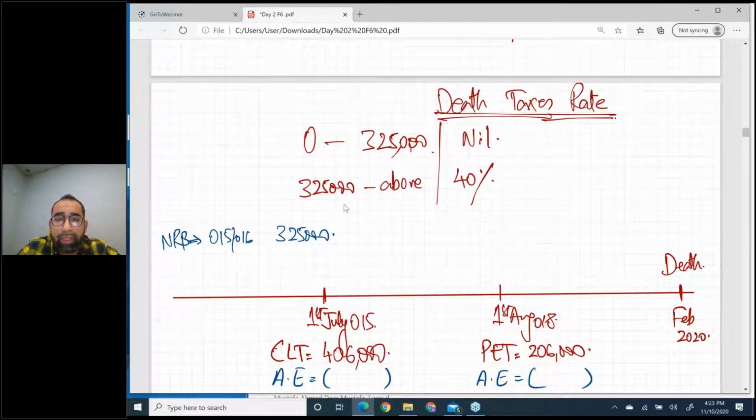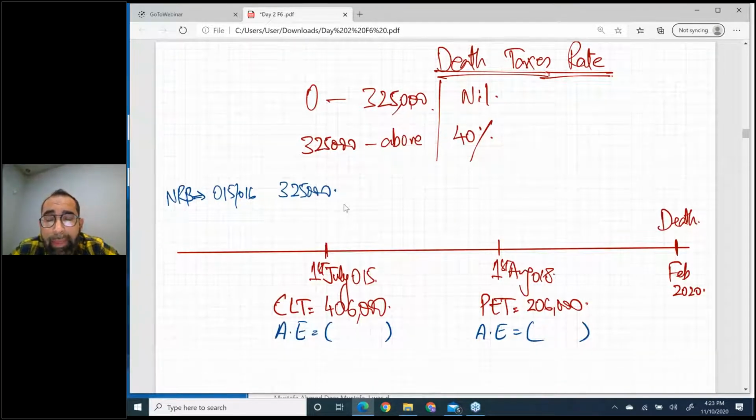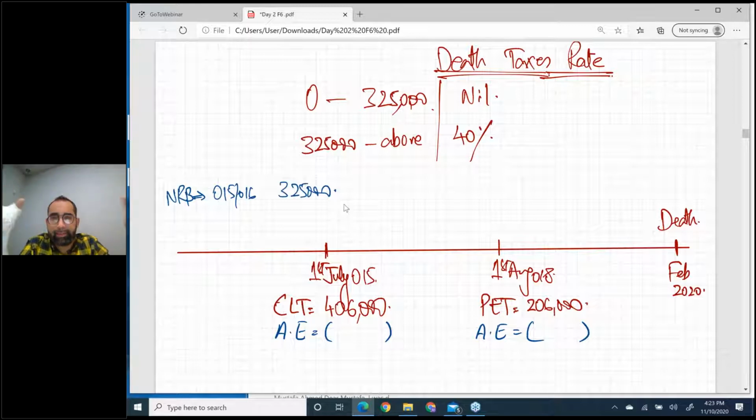Now we are starting a practical area. Be very careful, be very active. At the time of death, listen, all death taxes have one single rate, 40%. In IHT, all death taxes have only one single rate, that is 40%.